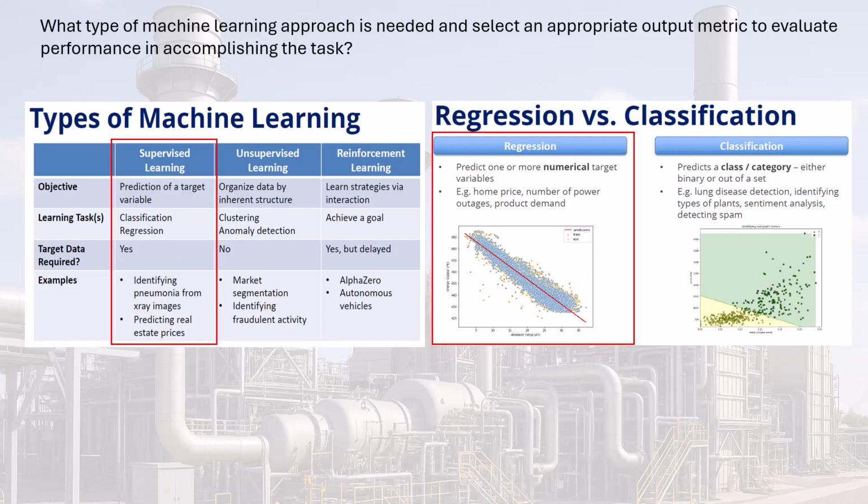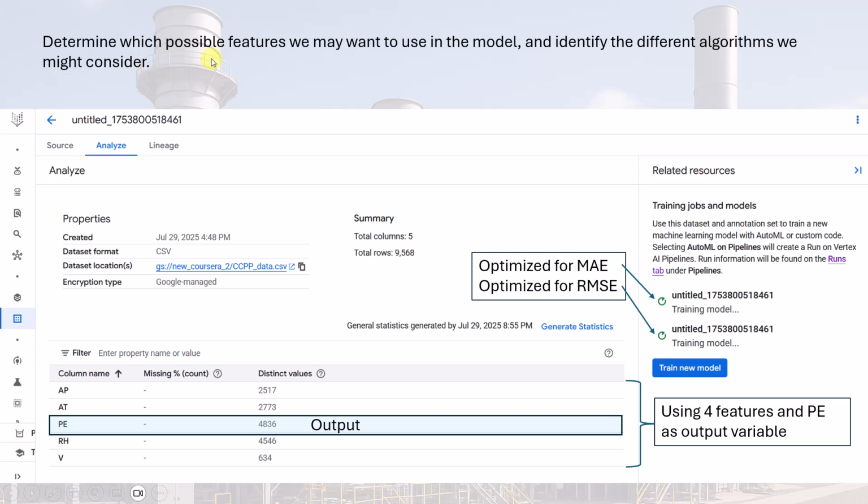So which model has been selected? I decided on supervised learning because it's a prediction of a target variable, and I used a regression algorithm as the learning task. So I uploaded the given CSV file into Google AutoML.